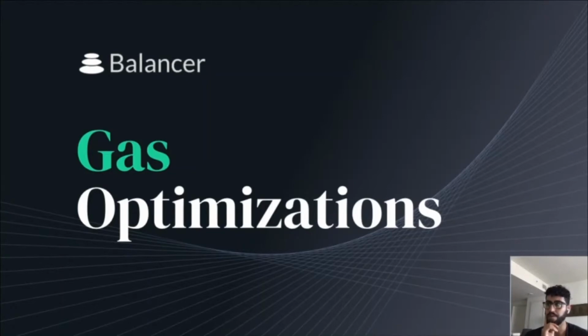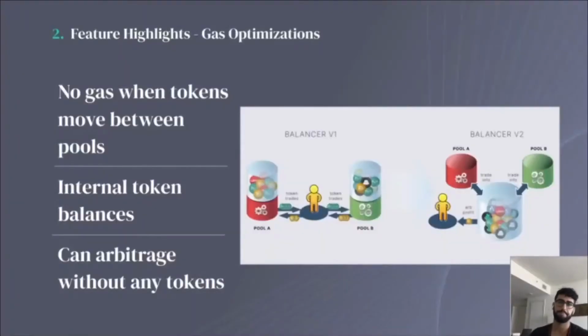The fourth feature here that I'll be highlighting is gas optimizations. So in Balancer V1, any trade that involves more than one liquidity pool is going to be gas inefficient, because that means more than one on-chain transaction has to be made, since again, each pool is a separate smart contract. So this vault architecture enables that in V2, only one on-chain transaction can be made, since all of the tokens are actually just coming from the same contract.